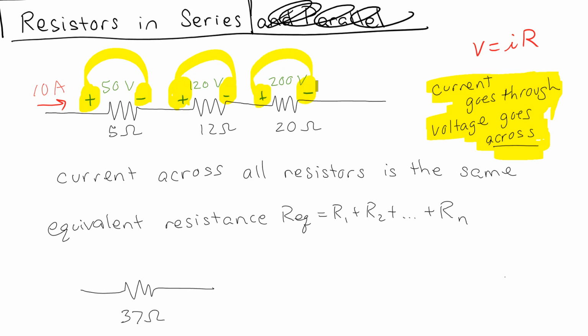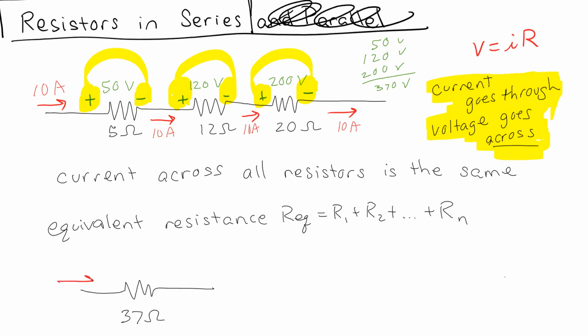So whenever you've got a voltmeter and you're measuring voltage, you're always going across an element, whereas anytime you're doing anything with current, the current is going through an element. So we're measuring the current through, but the voltage across. So we have 10 amps going across the whole thing. What we see is a 50 volt drop, a 120 volt drop, and a 200 volt drop, which means all in all I have a 370 volt drop across all those resistors, which is pretty intense.